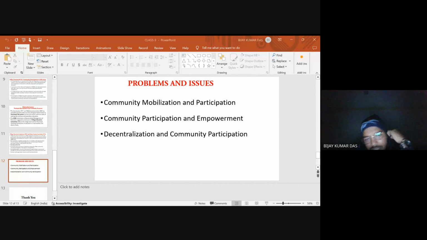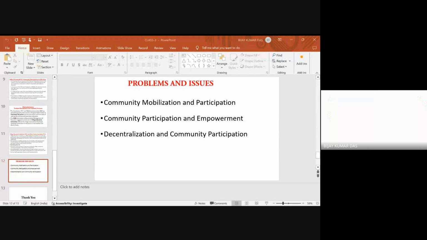As the research says, as we have seen in recent years, there has been a shift in the debate of community involvement in education from participation to empowerment. Participation is okay, but empowerment is important. So, mere participation does not necessarily lead to community empowerment.